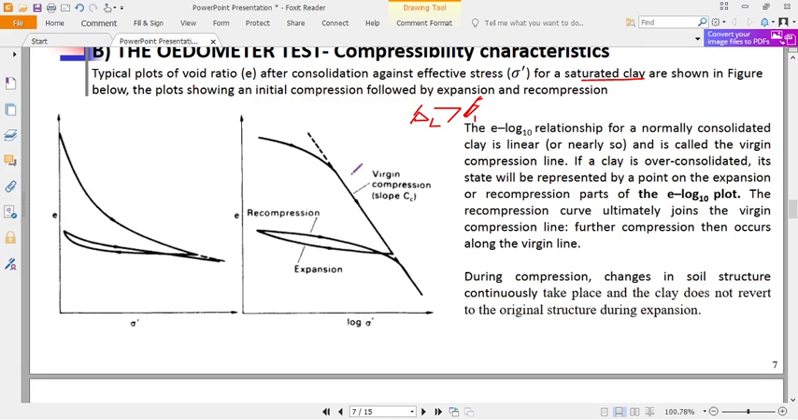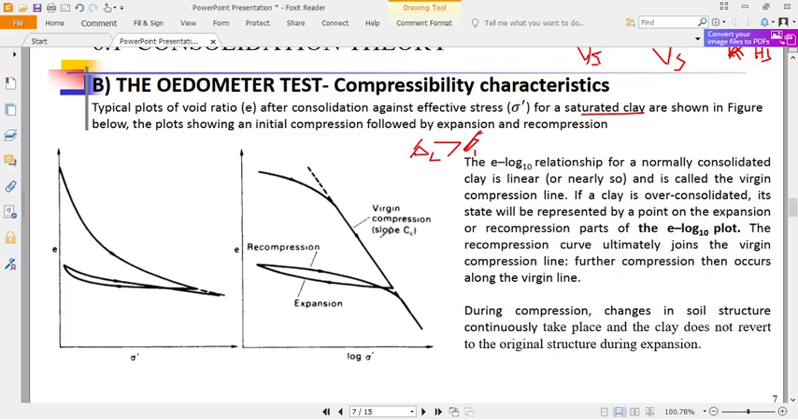During compression, changes in soil structure continuously take place, and the clay does not revert to its original length, because the clay behaves as an elastoplastic material. Okay, it has some plastic strain. It retains its plastic strain. It doesn't go back to its original structure during expansion. So our purpose now is to determine what we call the compression index.